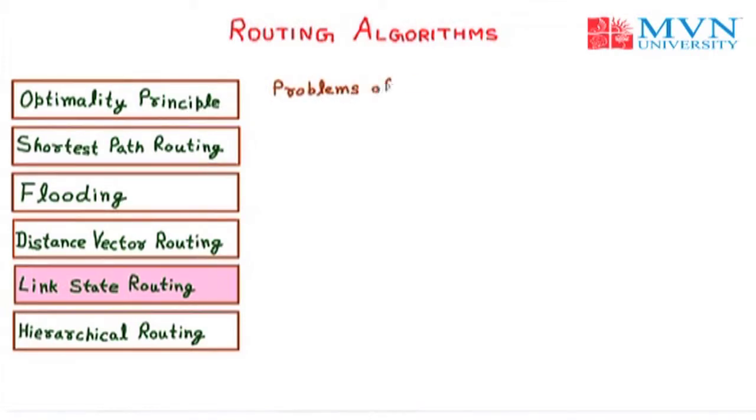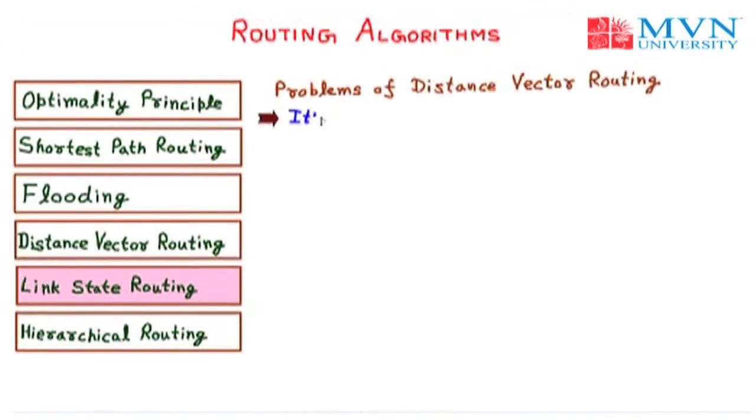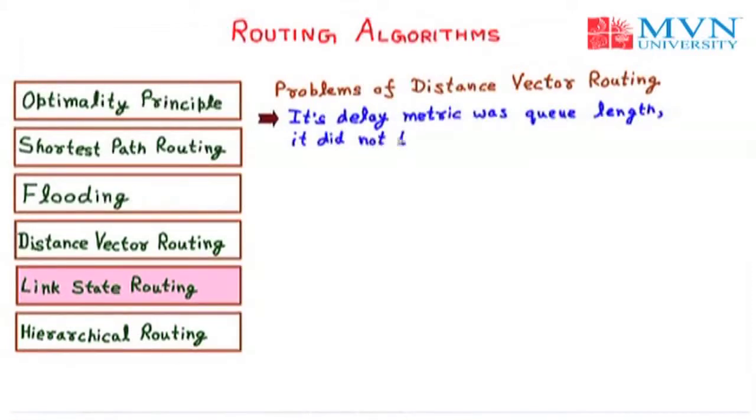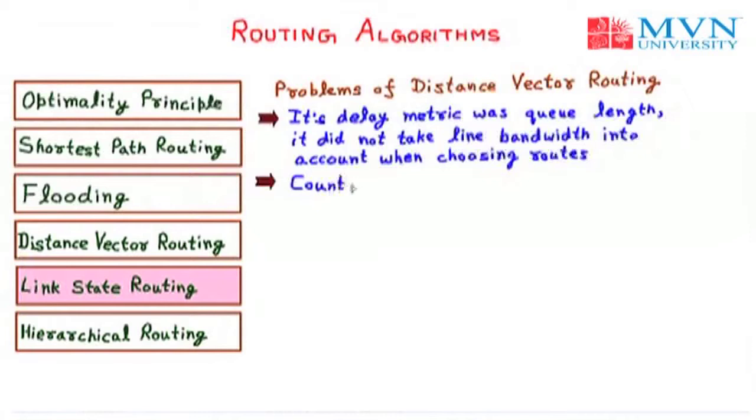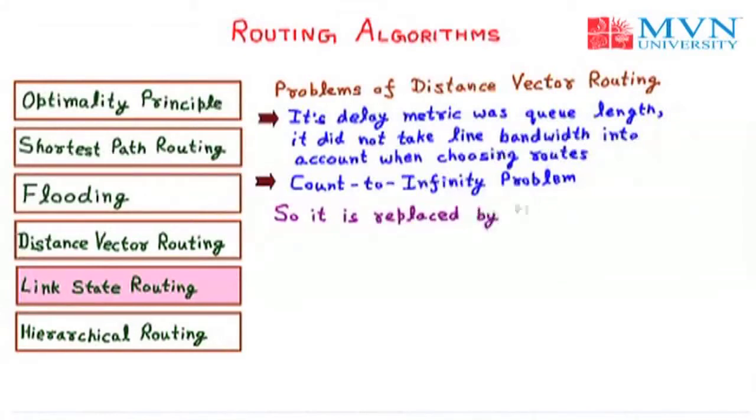Two primary problems caused its demise. The first one: its delay metric was queue length. It did not take line bandwidth into account when choosing routes. The second problem we have earlier discussed, that is the count to infinity problem. For this reason it was replaced by an entirely new algorithm called link state routing.